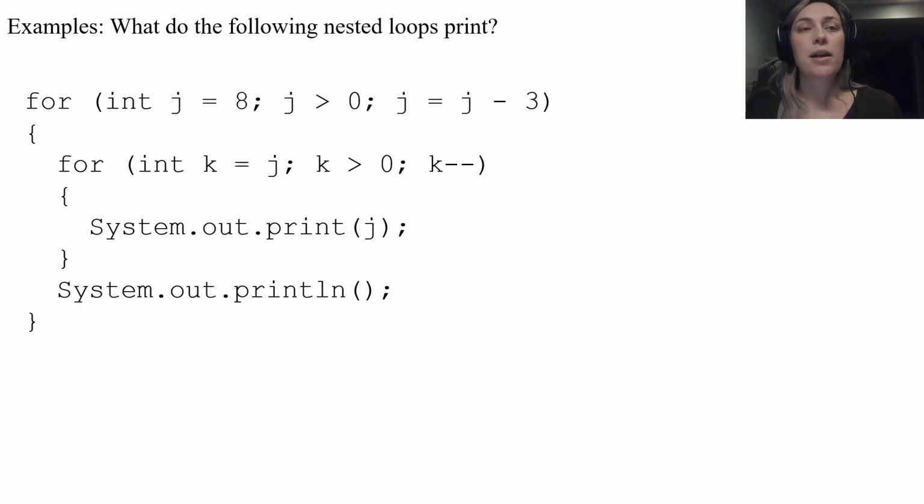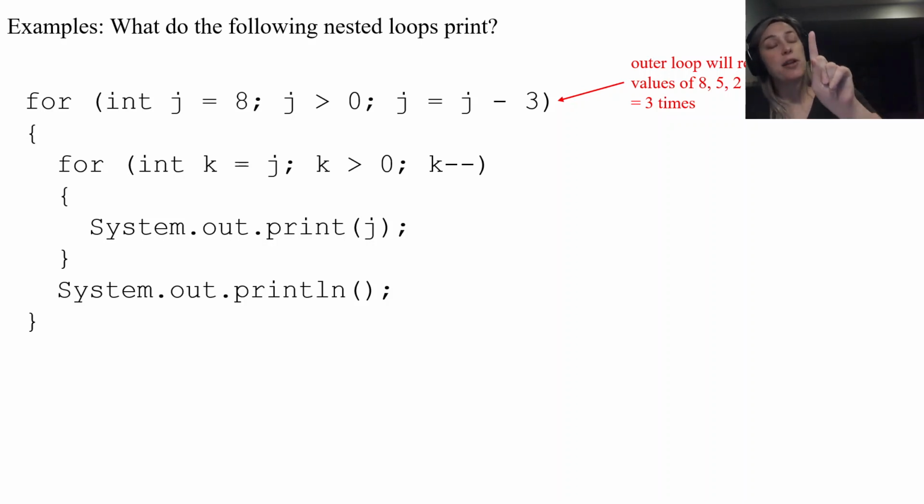Last one of these examples, and then we'll move on to some multiple choice examples. The outer loop will repeat for values of 8, 5, and 2, because j starts at 8, decrease by 3, I get 5, decrease by 3, I get 2. If I decrease by 3 again, I get -1, and that's when my loop would stop. So the outer loop is going to repeat 3 times. My inner loop depends on the value of j again, because I have that k equals j.